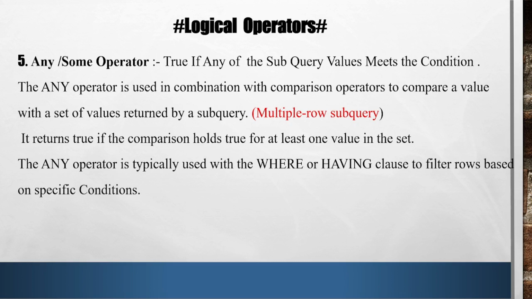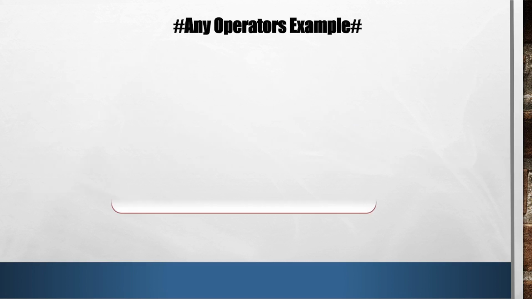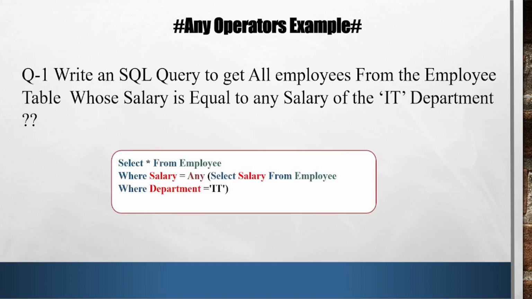So let's look at the scenario. This time my scenario is we want to write an SQL query to get all employees from the employee table whose salary is equal to any salary of the IT department. So basically guys, here the requirement is I want to fetch all those records from the other departments whose salary is equal to the IT department's. And now let's look at the example.